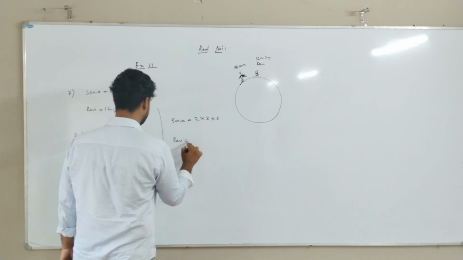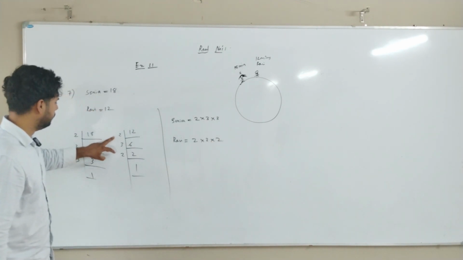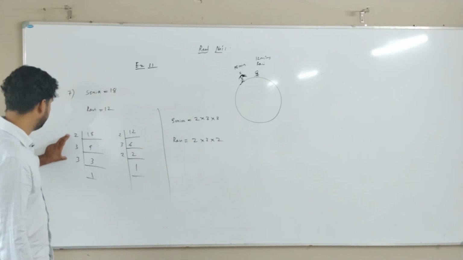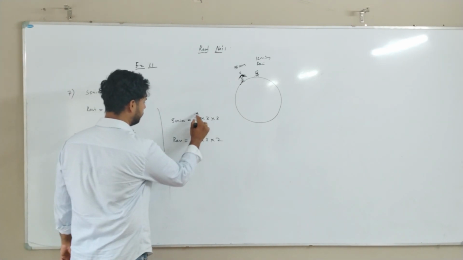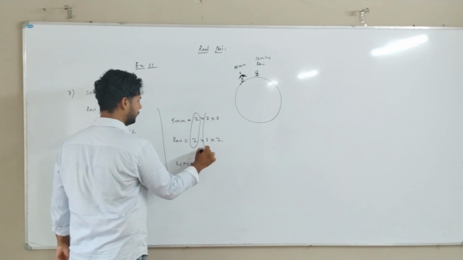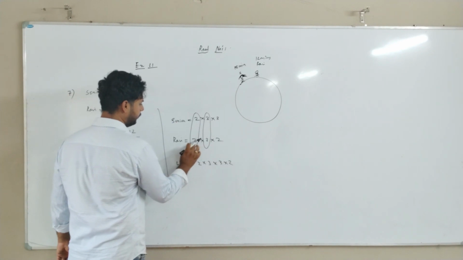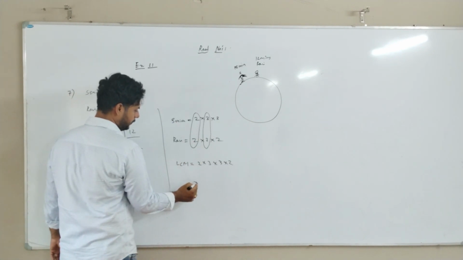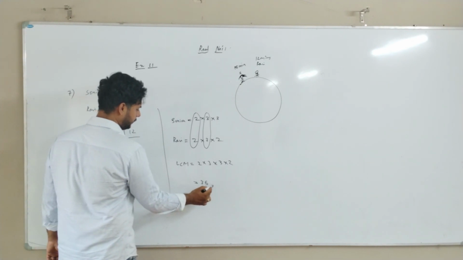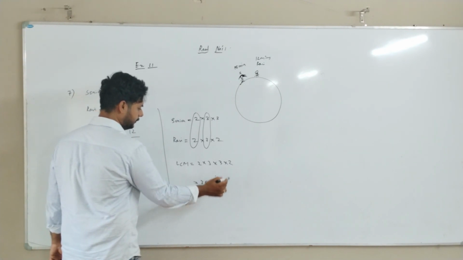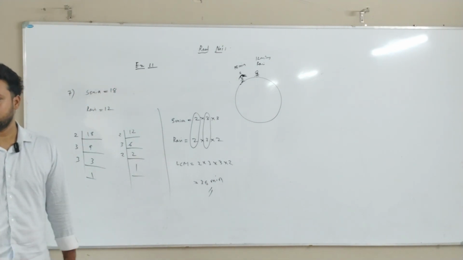Ravi is 2 into 3 into 2. 2 twos are 4, 4 threes are 12. 3 threes are 9, 9 twos are 18. So the LCM is, this is common, this is common, 2 into 3 into 3 into 2. 2 into 3, 3 into 2. 2 is 4, 4 is 12, 12 threes are 36. So at the 36th minute, they both will meet each other.